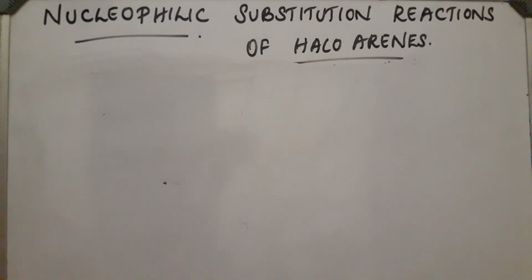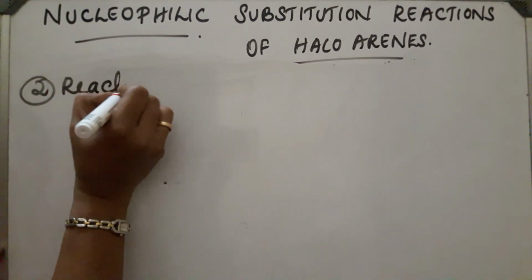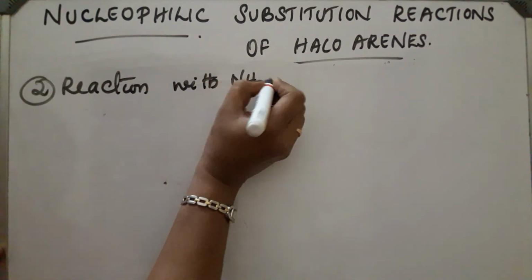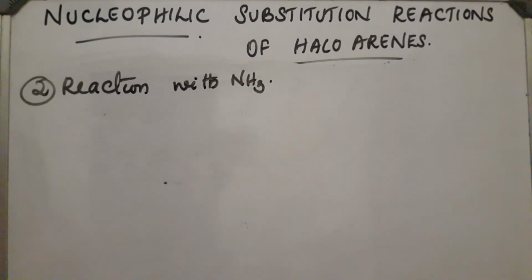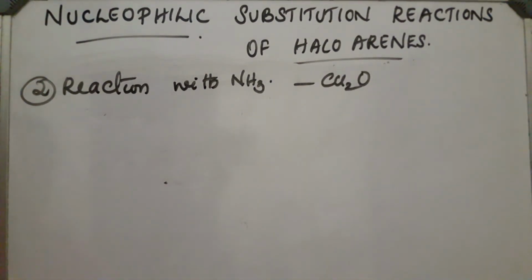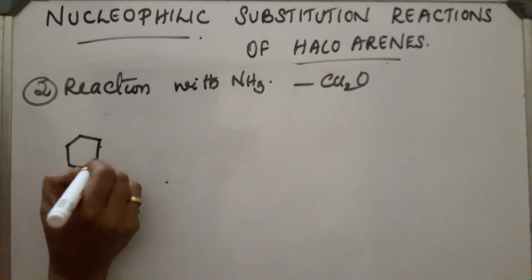Next, one more nucleophilic substitution reaction, that is, reaction with ammonia. Chlorobenzene on reaction with ammonia in the presence of a catalyst, Cu2O, cuprous oxide, at a temperature of about 475 Kelvin, the reaction takes place and chlorobenzene will be converted into an amine. Aniline will be obtained.